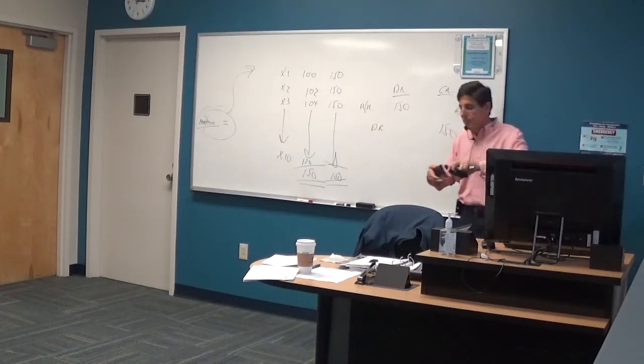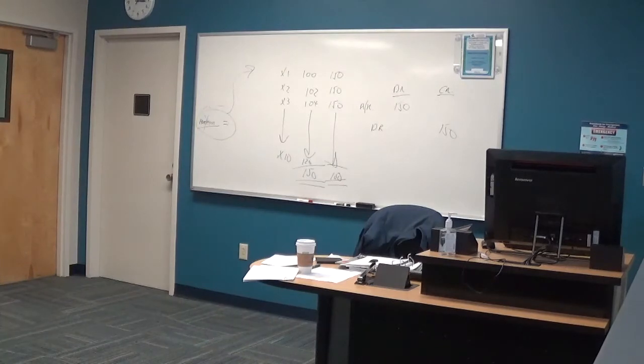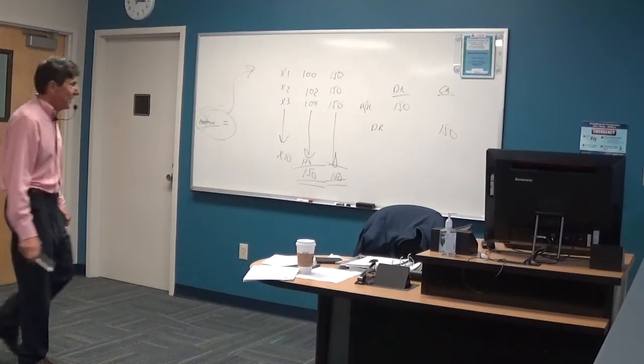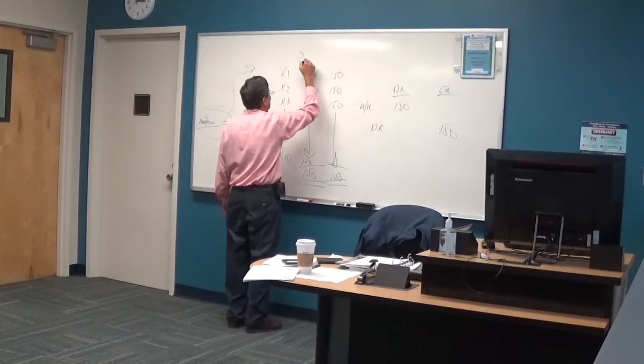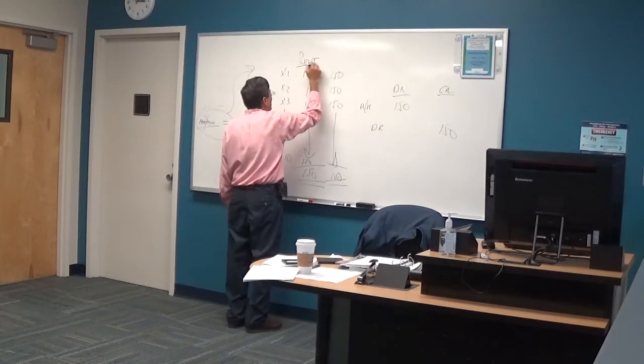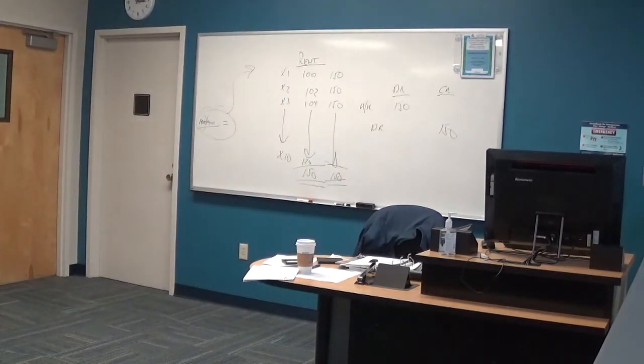How many years? Ten. What are you adding up? Rent. Year one, I pay $100. Year two, I pay $102. Year three, I pay $104.